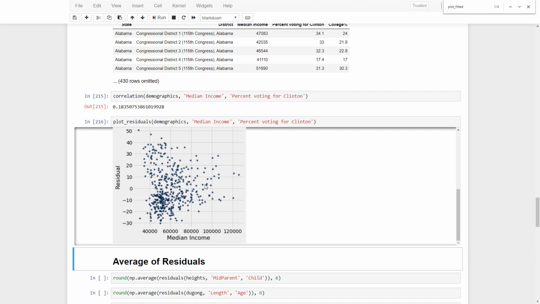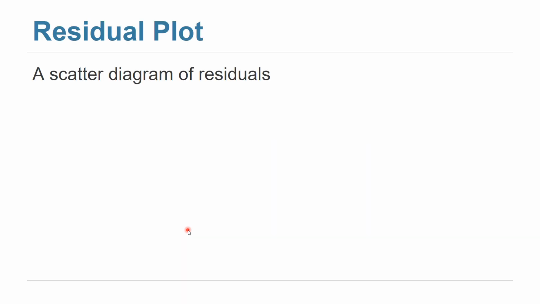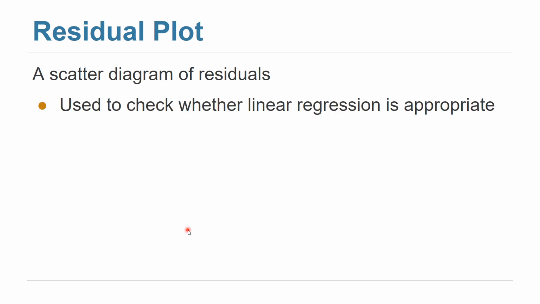Now looking at the residual plot and checking whether it has a pattern or not to decide whether linear regression is a good fit or not is called regression diagnostics, or actually regression visual diagnostics. And the word diagnosis, of course, means that we want to find out if there is a problem or not. So what we saw in the previous demo is what we call visual diagnostics. And for visual diagnostics of regression, we use what we call the residual plot. So the residual plot is a scatter diagram of residuals. It is used to check whether linear regression is appropriate, is reasonable, is a good choice or not.